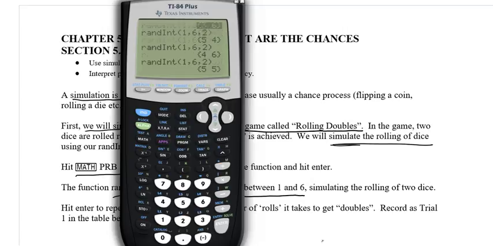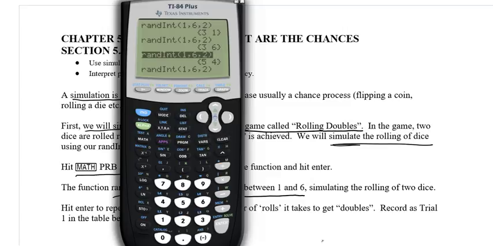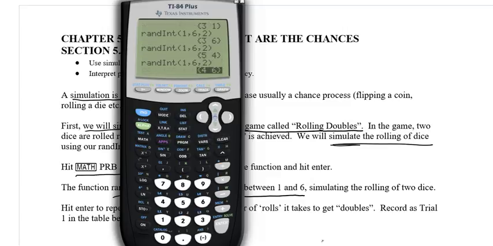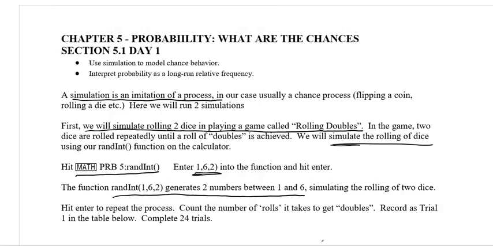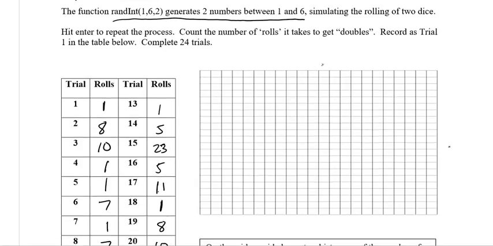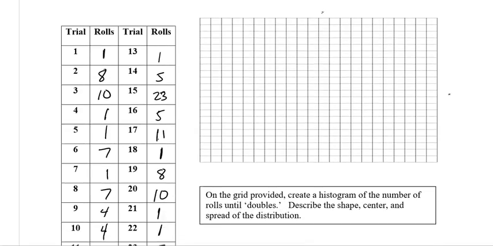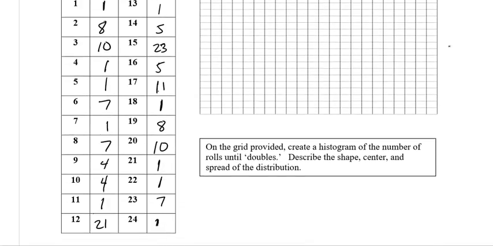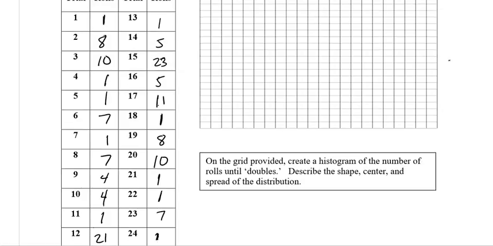If we go back, there's my first roll, second roll, third roll, fourth roll. It took 5 rolls to get a pair of doubles. So in our trials, we would record the number 5. I'm going to record that one in number 24. That was our last trial. It took 5 times to get doubles.